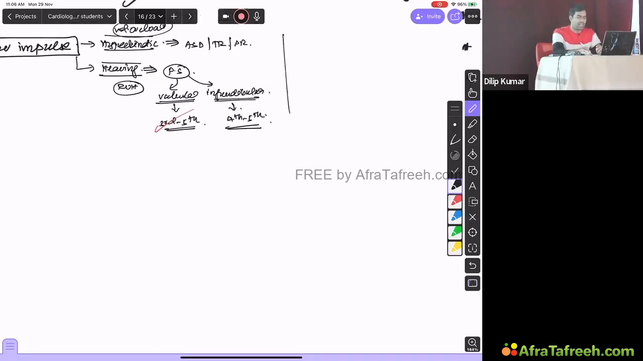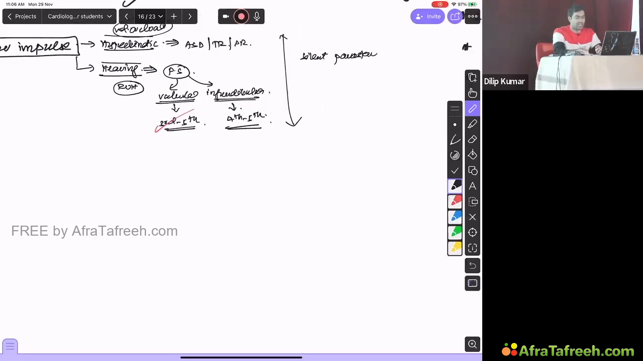Then there is an entity that is used in congenital heart disease, called a silent parasternal area. What are the conditions that produce no pulsations at all? Silent parasternal area. These conditions will affect the right ventricle directly. One is Epstein's anomaly.